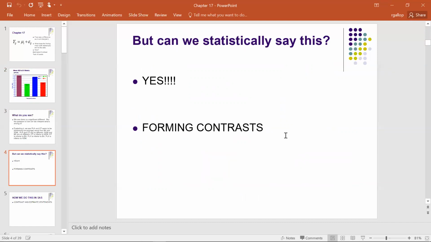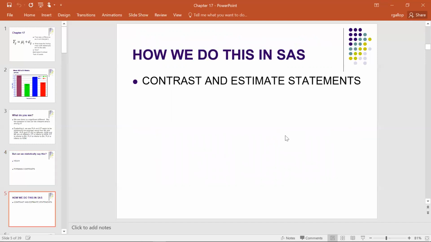The one way we're going to do this is forming what we call a contrast. Now, contrast, you were exposed to it in a sense in 512, but not specifically by the name contrast. How we do this in SAS, and true in R, Stata and SPSS, is we form what we call a contrast and estimate statement. So we need to form these statements.